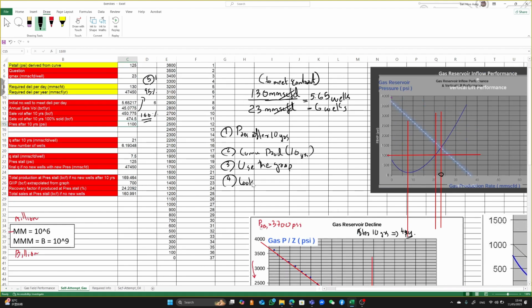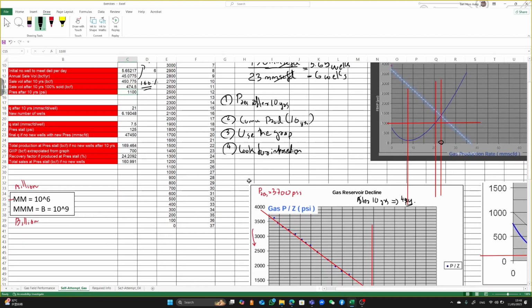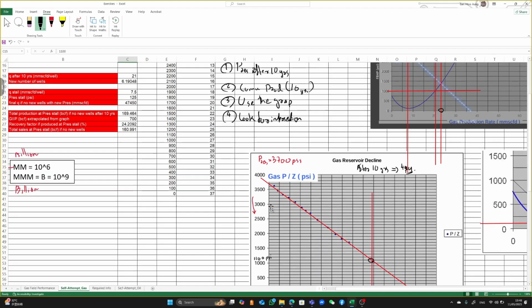Use the graph. Step 4, look for the intersection. And there we have it. We got the reservoir pressure after 10 years of production. But remember, in this case, we are purely assuming that we don't have the compressibility factor and we're just reading off the graph. In the real world, it could differ. You could actually have to multiply or divide by the compressibility factor to get the correct value.